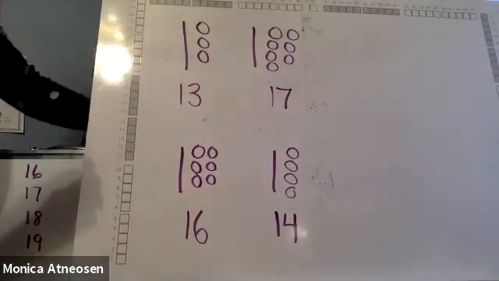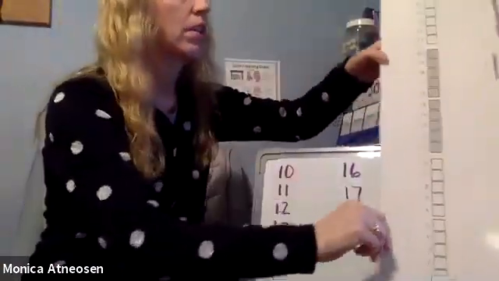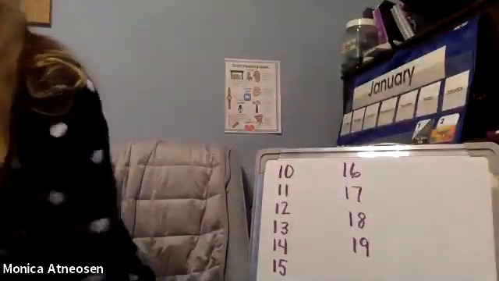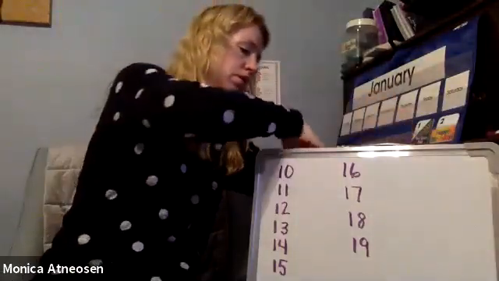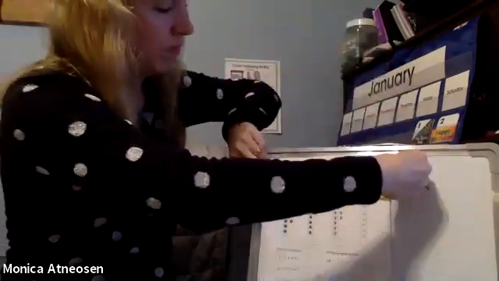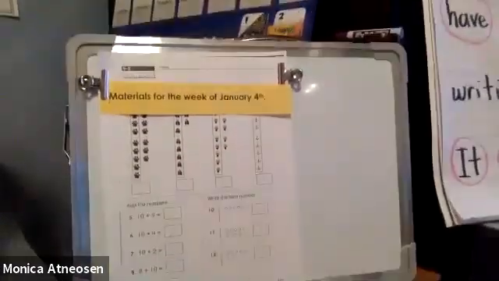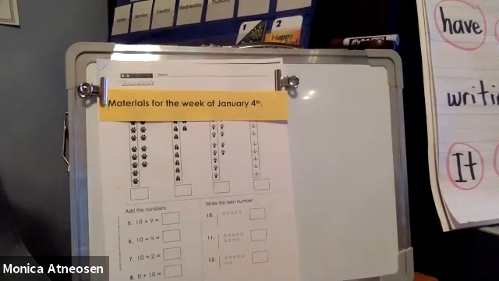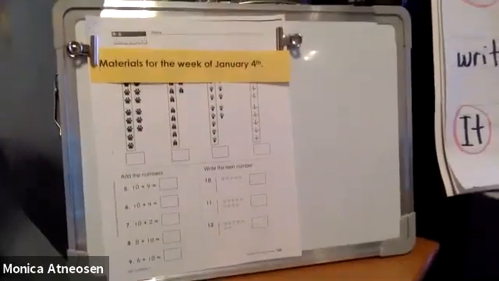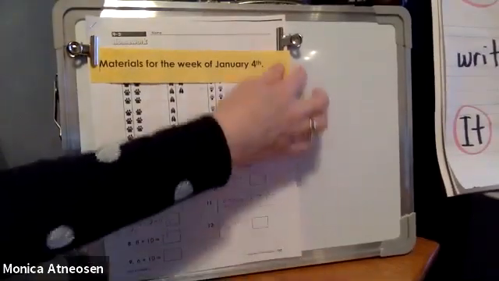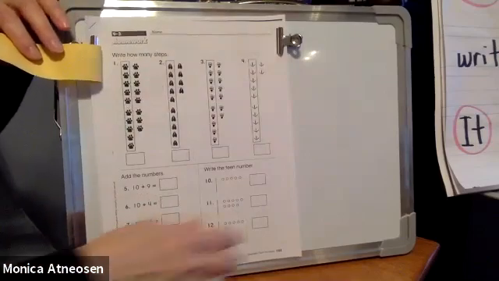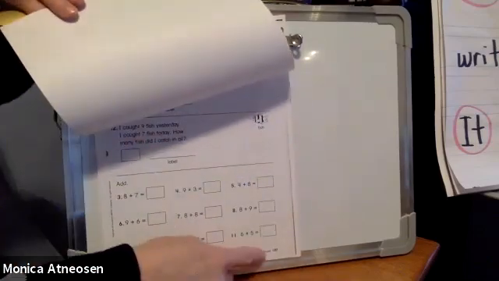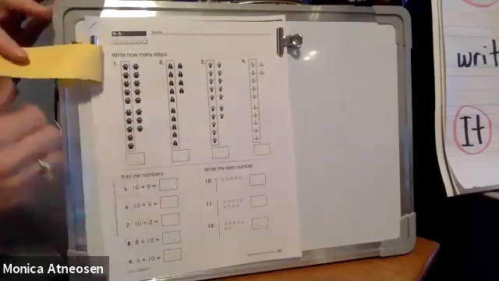Easy peasy. Now your only job for today is going to be a homework page. And on your homework page, in your blue math folder, you're going to find one that says the week of January 4th. That's the only one you're going to work on today. You're going to find page 103, the very first sheet. You're not going to do the second sheet today, only the first sheet.